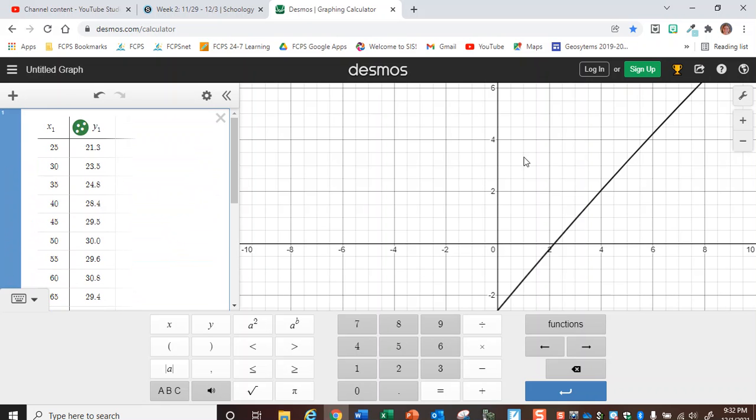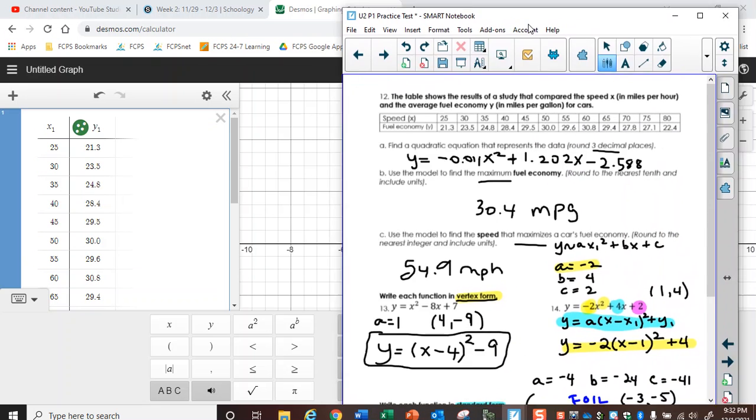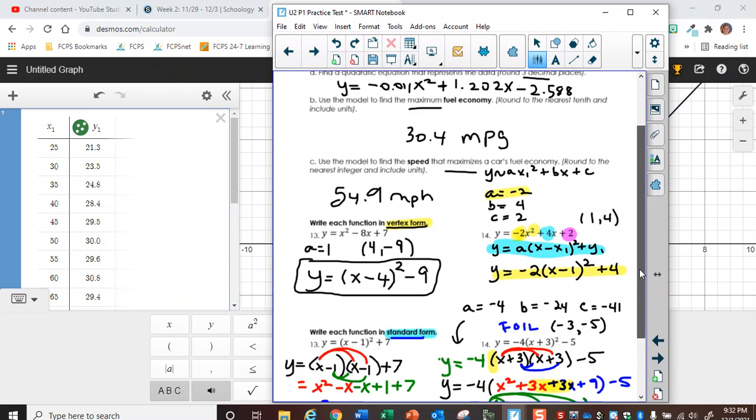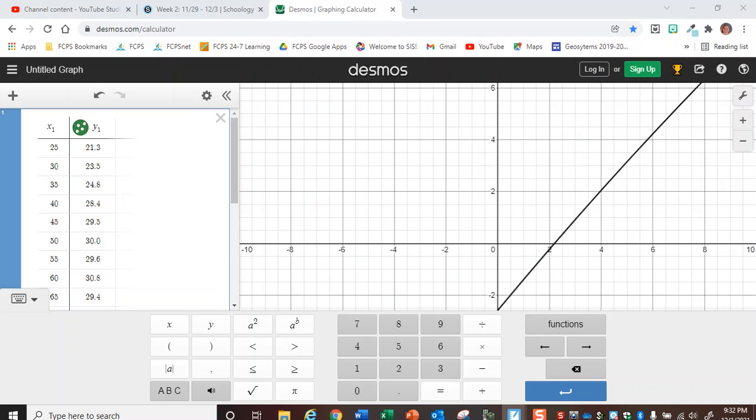Okay, and all right, so there is my equation, right? So I put it in, and make sure you have x squared, x, and then there's your c. All right. Now, if I want to find the maximum, what I'm going to have to do, because it looks like here you really can't see anything.